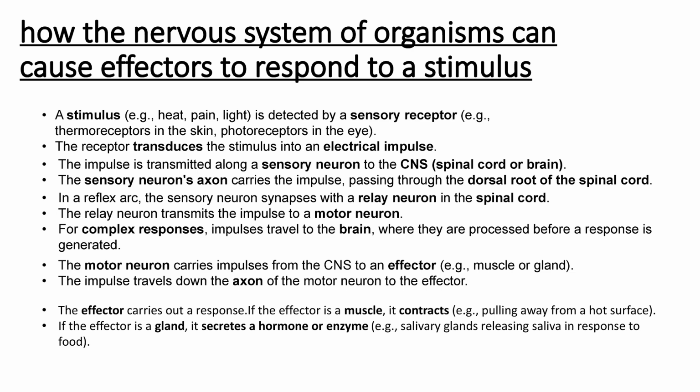The motor neuron carries impulses from the CNS to an effector, for example a muscle or gland. The impulse travels down the axon of the motor neuron to the effector. The effector carries out a response. If the effector is a muscle, it contracts, or if the effector is a gland, it secretes a hormone or an enzyme.